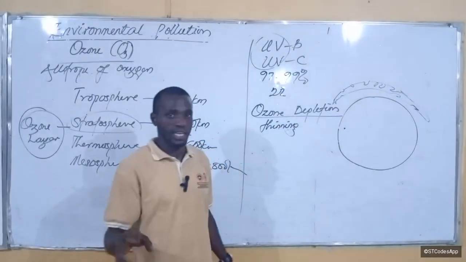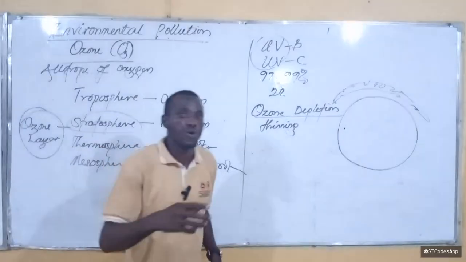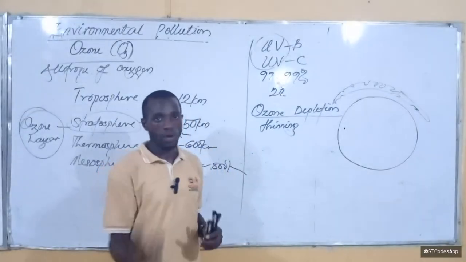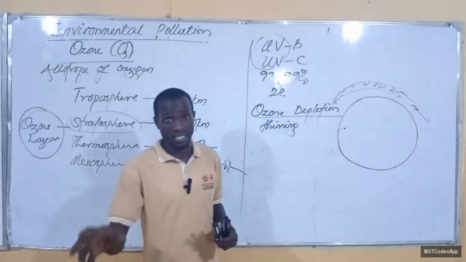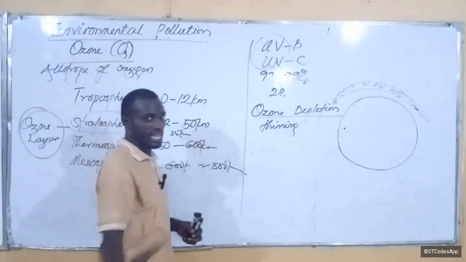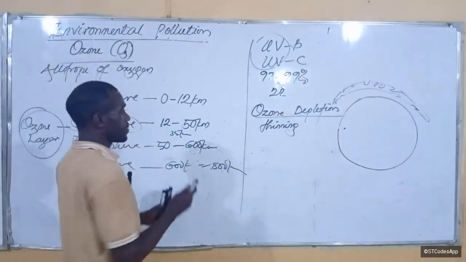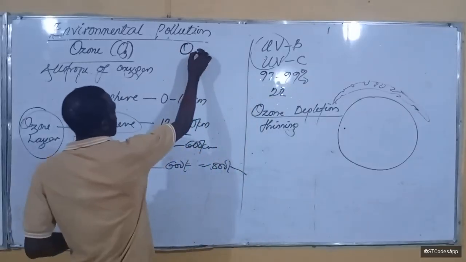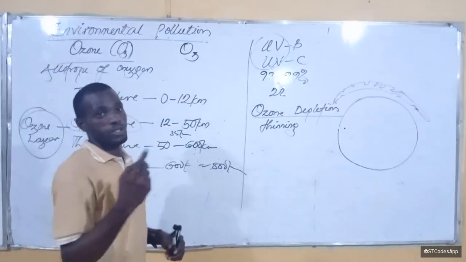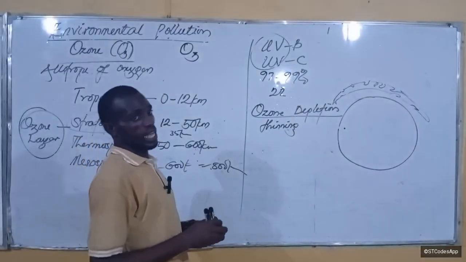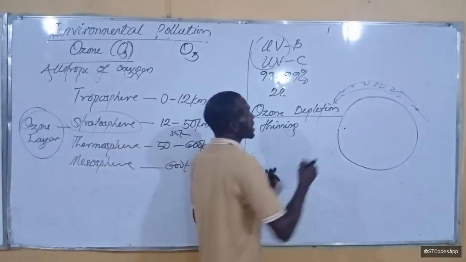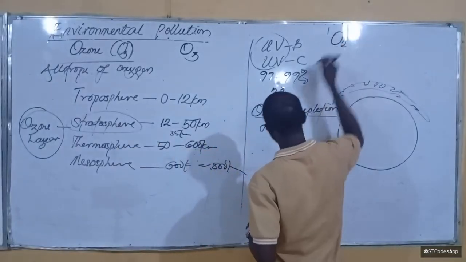Now, why does it deplete? It depletes because of what we call greenhouse gases. I'm going to tell us what the greenhouse effect is, but first, before we talk about that, there was something I probably didn't mention. This ozone, O3, you might be wondering how it formed. During the formation of the earth, natural phenomena help us to understand this. You know that oxygen is O2, right?